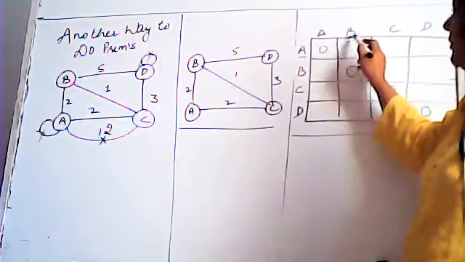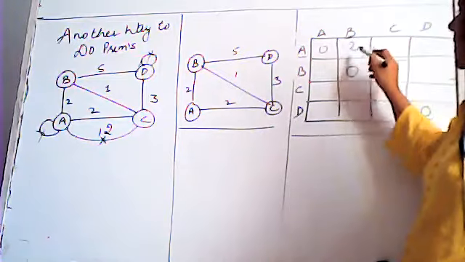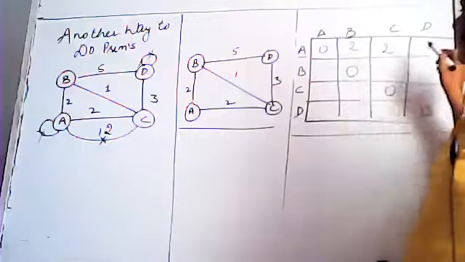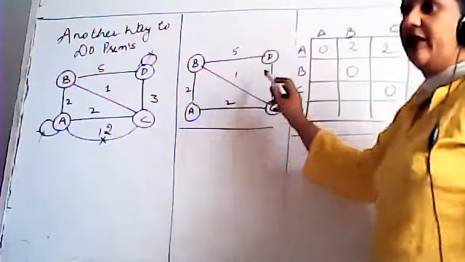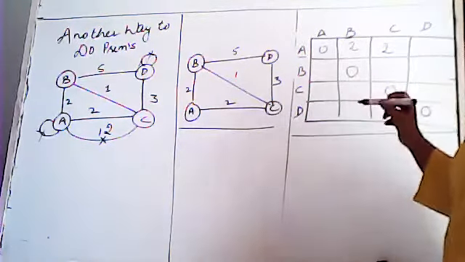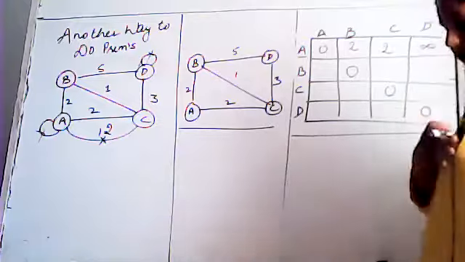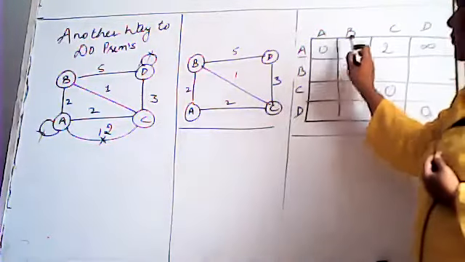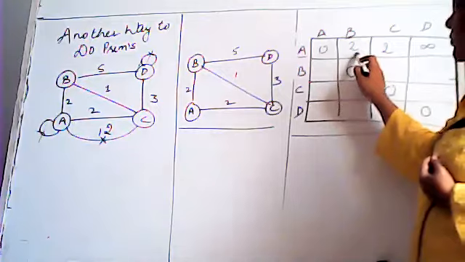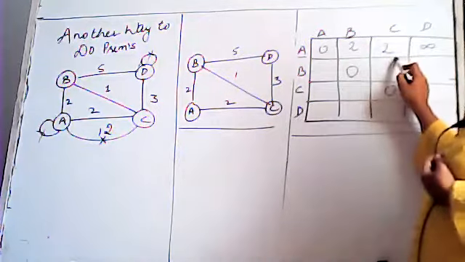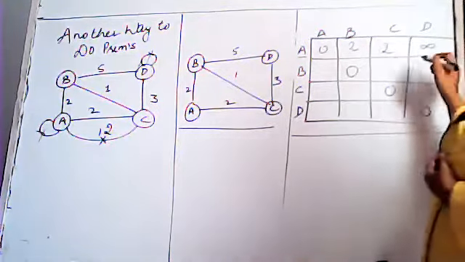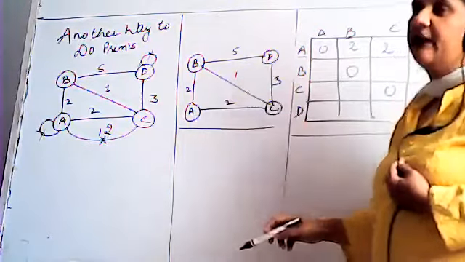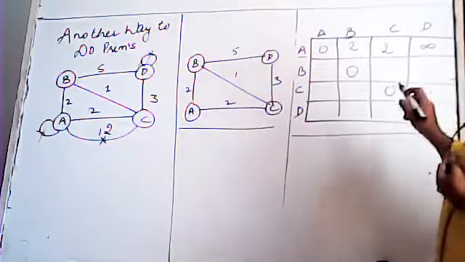From A to B, the weight is 2. From A to C, the weight is again 2. From A to D, we don't have any directly connected edge, so it will be infinity. Fine. Is it clear? A to B, the weight of the edge is 2. From A to C, the weight of the edge is again 2. From A to D, there is no direct connection between A and D, so it is infinity.